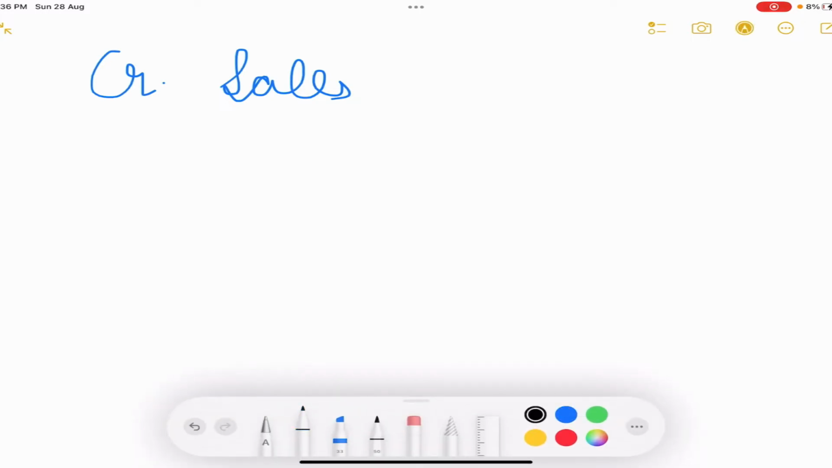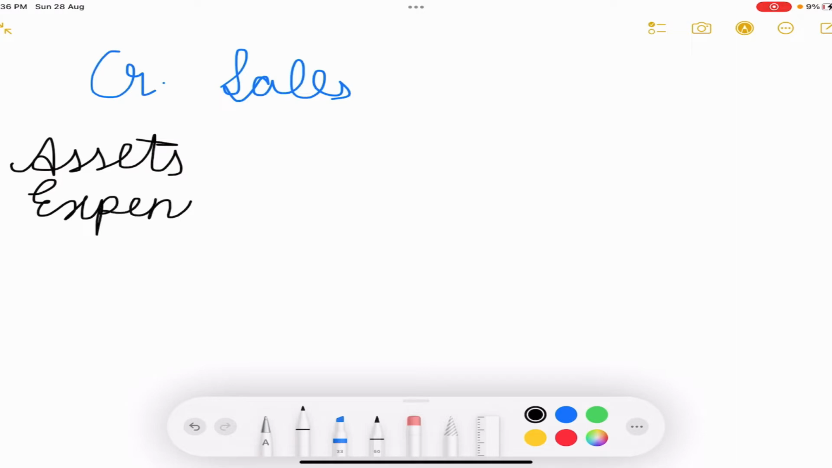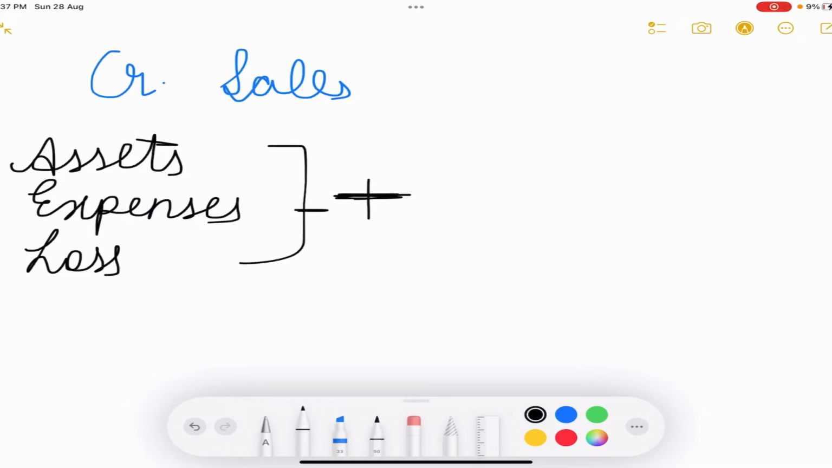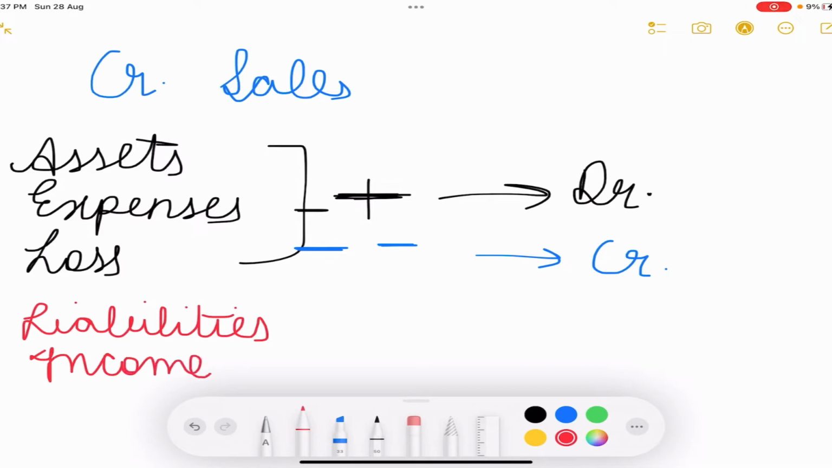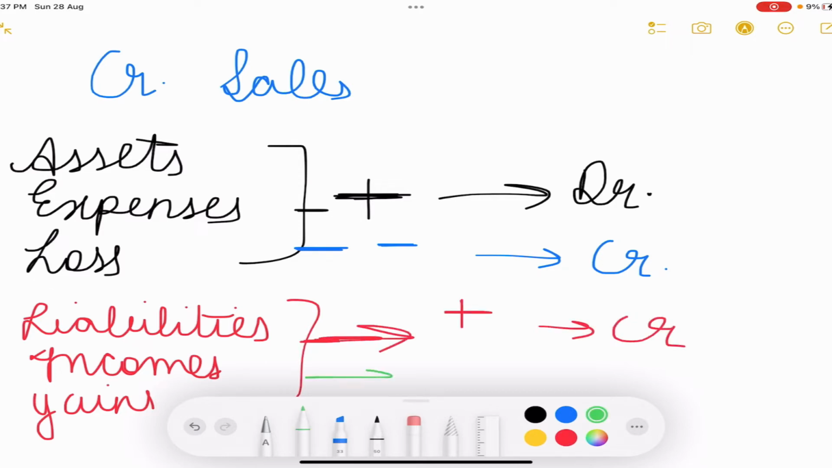Okay, so now those are the basic rules which we have discussed. So now let's just discuss the same rules in a systematic manner. So whenever assets, expenses, losses increase, then they get debited. Whenever assets, expenses and losses decrease, then they get credited. Easy. Now, whenever liabilities, incomes, and gains increase, they get credited, and whenever they decrease, they get debited. So these are the few rules you need to keep in mind. So if you are clear with them, then you will not face any problems in any of the journal entries.